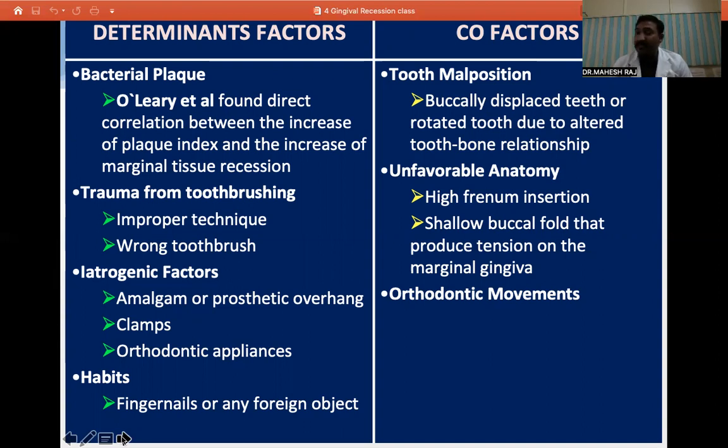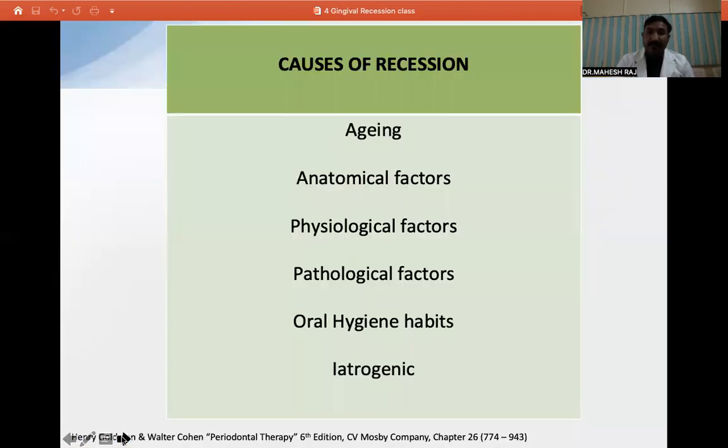One of the cofactors is mainly the malposition of the tooth. Suppose there is a more buccally placed tooth, resulting in an altered tooth-bone relationship. Second one is unfavorable anatomy, frenal insertion, vestibular fold, and the third one is orthodontic movements. The major causes of recession depend upon factors such as aging, anatomical factors, physiological factors, pathological factors, oral hygiene habits, and iatrogenic factors.